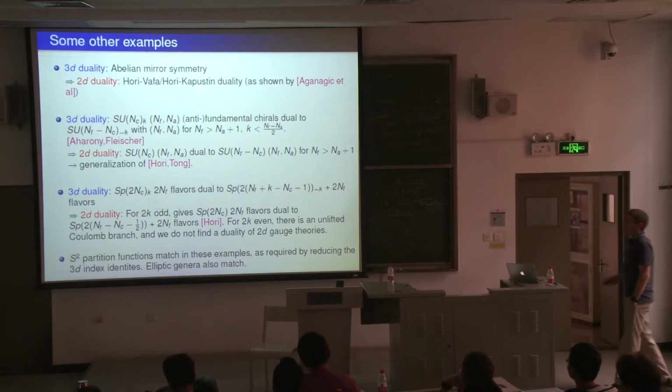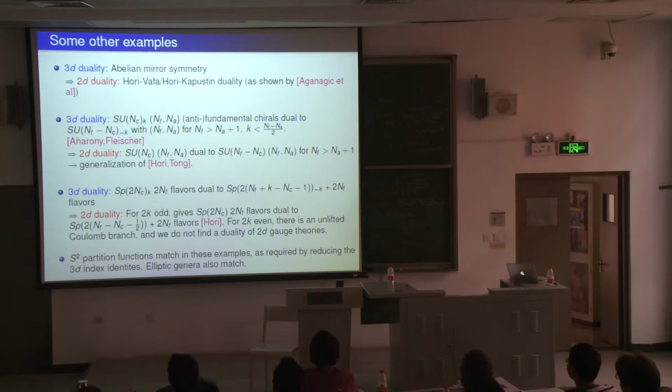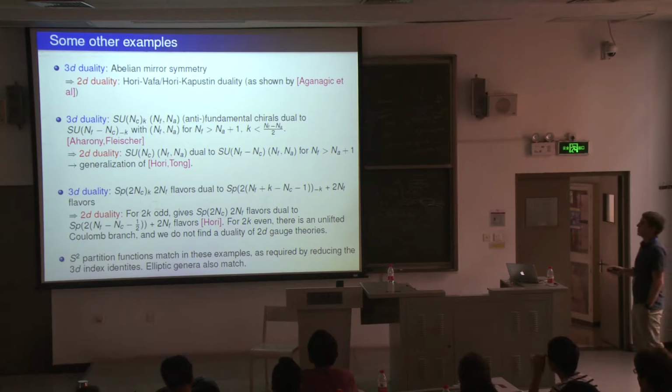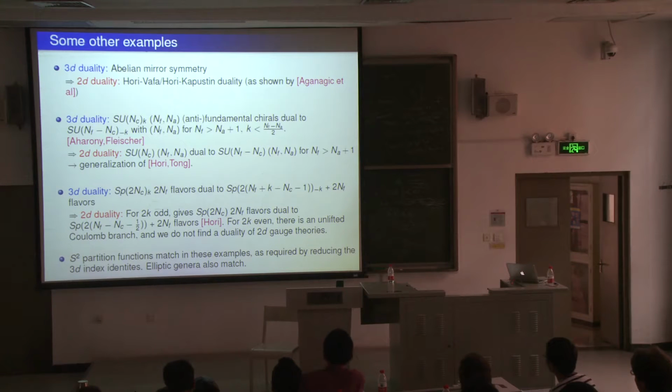Okay, so let me just mention a couple other examples that one can look at. First of all, several years ago, this Aganagic paper that I've mentioned a few times looked at the reduction of 3D abelian mirror symmetry, and they showed that it reduces to Hori-Vafa or Hori-Kapustin duality. We also looked at the reduction of this SU(N) duality of Aharony and Fleischer, and what you find there is a new duality, which is a generalization of a duality due to Hori and Tong, which relates SU(N) with fundamental and anti-fundamental matter to SU(N_F minus N_C). So it's another example of a 2D Seiberg type duality.